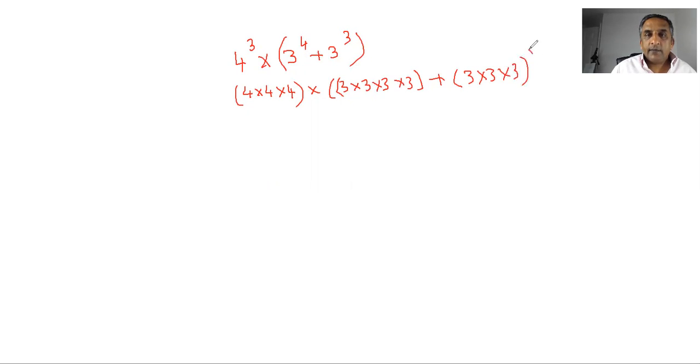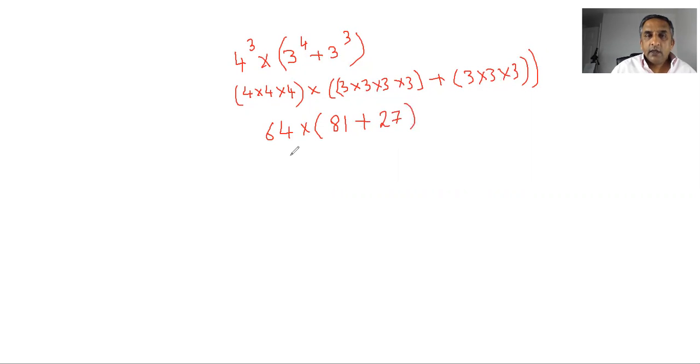Now we can work them out. 4 times 4 is 16 and 16 times 4 is 64. And then there's a times sign and then there's the bracket. Now we have to work this out. 3 times 3 is 9. 9 times 3 is 27. 27 times 3 is 81. And then plus 3 times 3 is 9. 9 times 3 is 27.